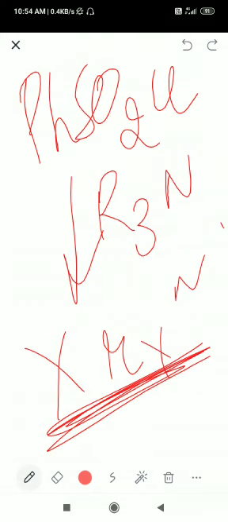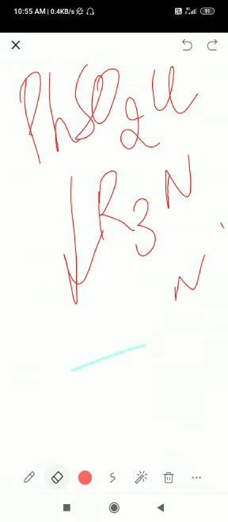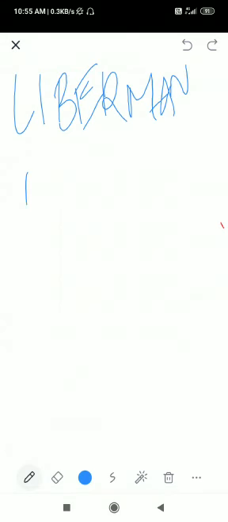Now let us see the second test that we can use to see about the basicity and the different amines. The second test that is given in the NCERT is the Liebermann nitroso test.